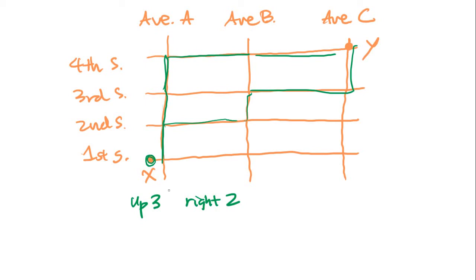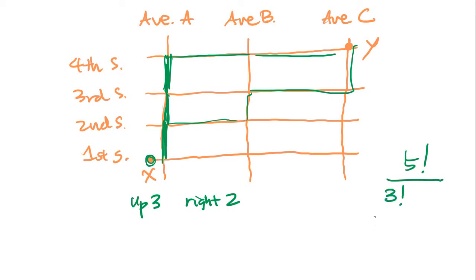So, 3 plus 2, that's going to be 5 blocks. We're going to actually use factorial to figure out what are all the different combinations that he could have between ups and rights. Well, we know he goes up here once. He goes up here, and he goes up here. So there are 3 ups. So we need to divide by 3 factorial.